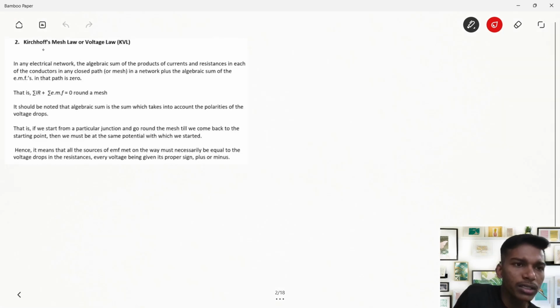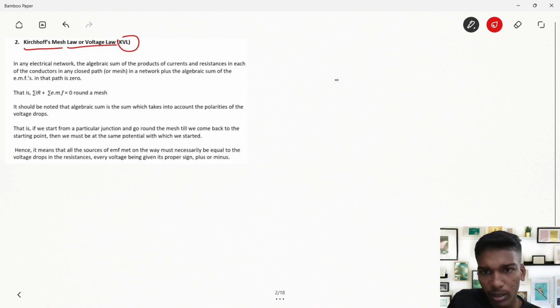And the other law is Kirchhoff's mesh law or voltage law. It's also known as KVL. In KVL, in any electrical network, the algebraic sum of the products of currents and resistances in each of the conductors in any closed path in a network, plus the algebraic sum of EMFs in that path, is zero.